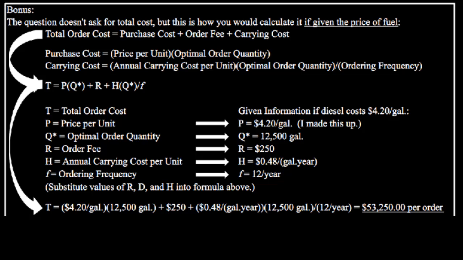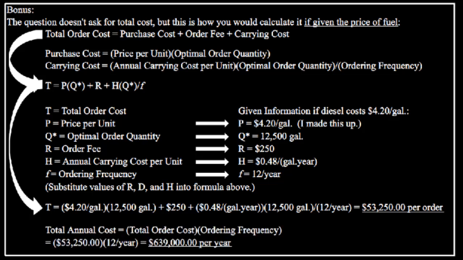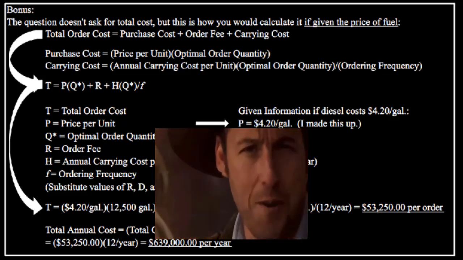Plug in values and I got $53,250 per order. Check your units. They should all describe per order. Multiply that by the ordering frequency to get the total annual cost. I calculated $100 million.